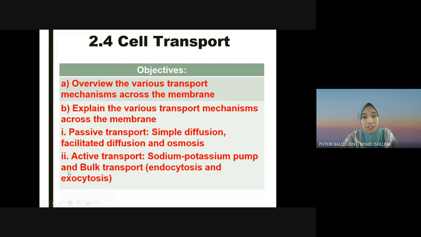Okay, passive transport. We have passive transport, which involves simple diffusion, facilitated diffusion and osmosis, and active transport, which involves the sodium potassium pump, and bulk transport. Bulk transport involves endocytosis and exocytosis. Right? Okay. So the overview.